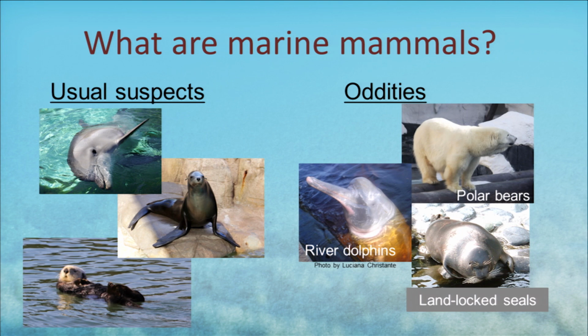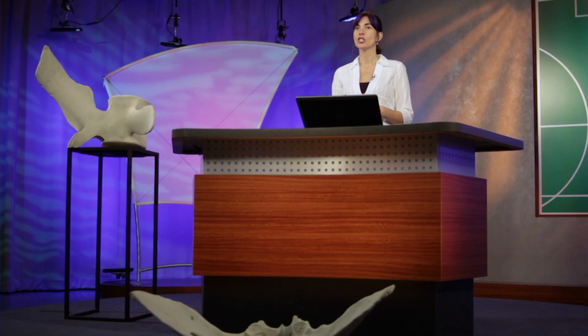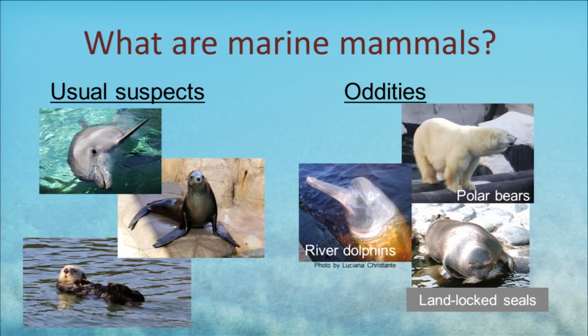To be marine means to be oceanic. So these are mammals that we find in the ocean. Whales, dolphins, seals, sea lions, even sea otters. But that's not the best definition of marine mammals from a biological standpoint, because there are actually some exceptions or oddities to that rule. So yes, marine mammals are going to be mammals that live in the sea, but we're going to include a few extras in there as well, such as river dolphins.